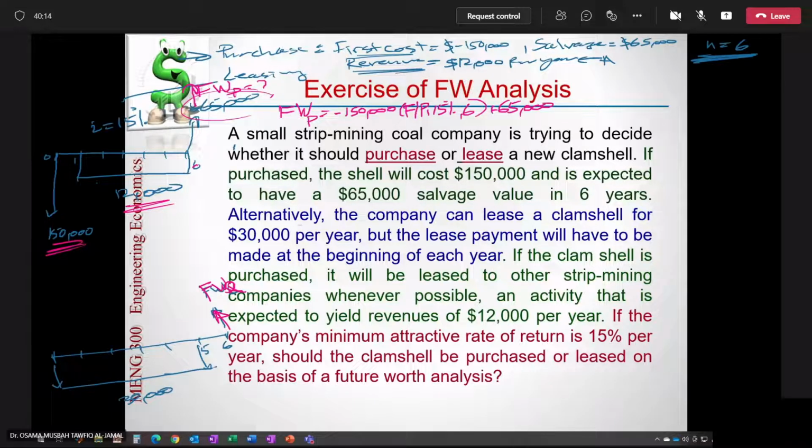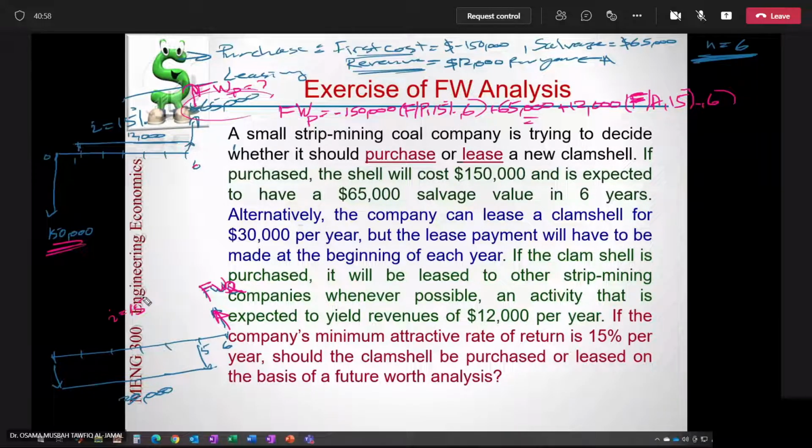Sorry, this is the revenue. ولا واحد قال لنا غلط هذه. ما شاء الله عليكم كل الصاحيين. This is the revenue, 12,000 plus 12,000 F given annuity 15%, 6. Find the answer in here for the clamshell or renting or leasing the clamshell with the I again 15%.